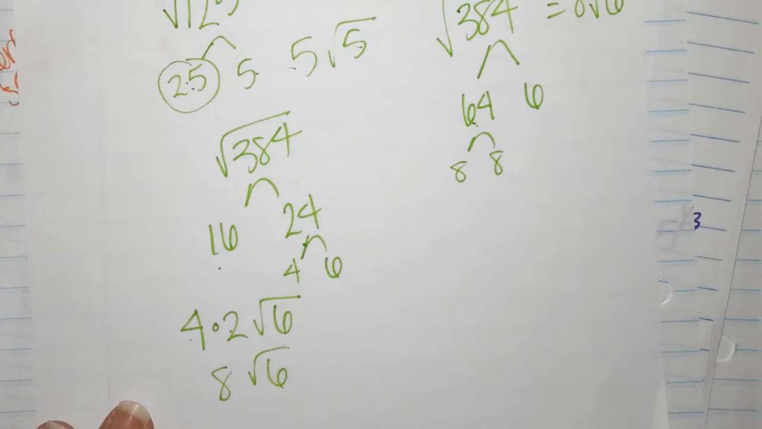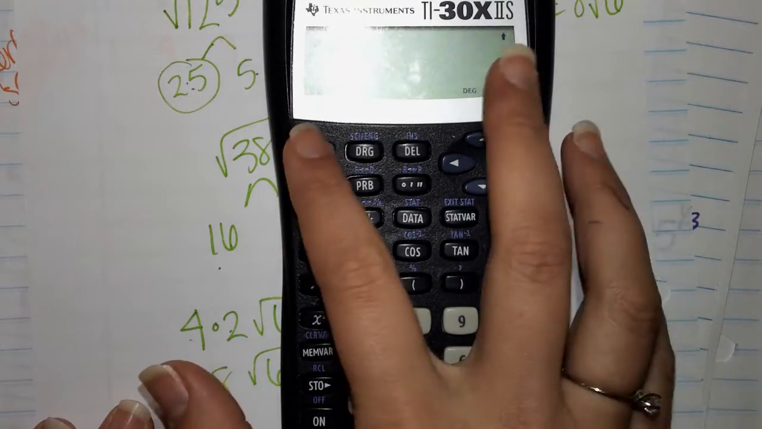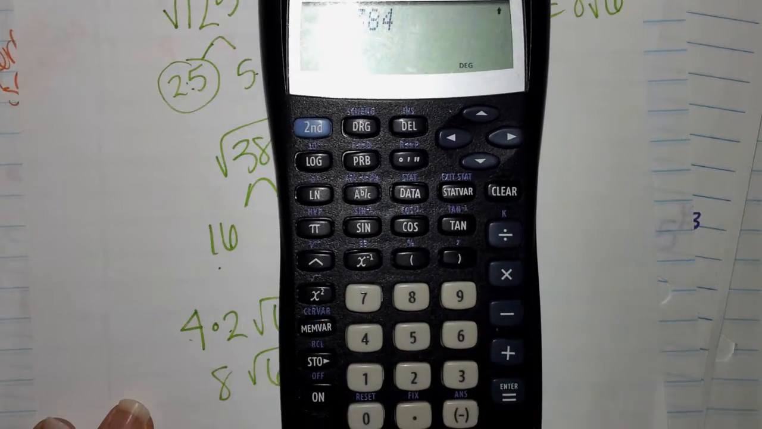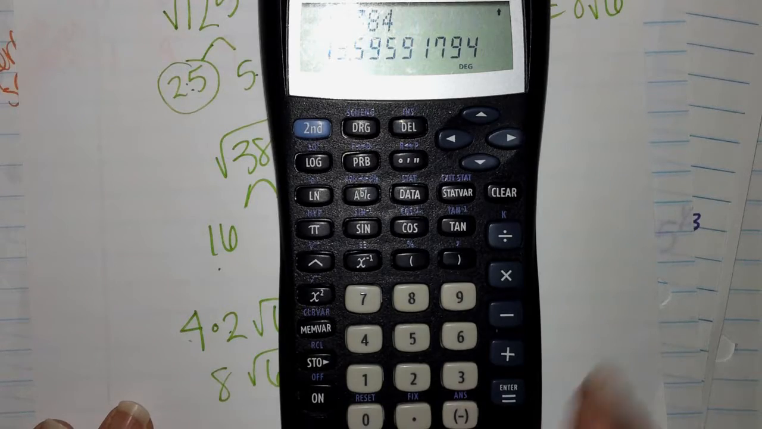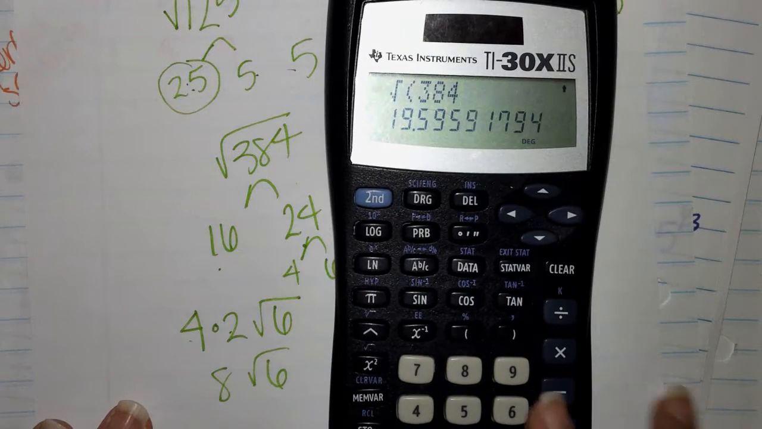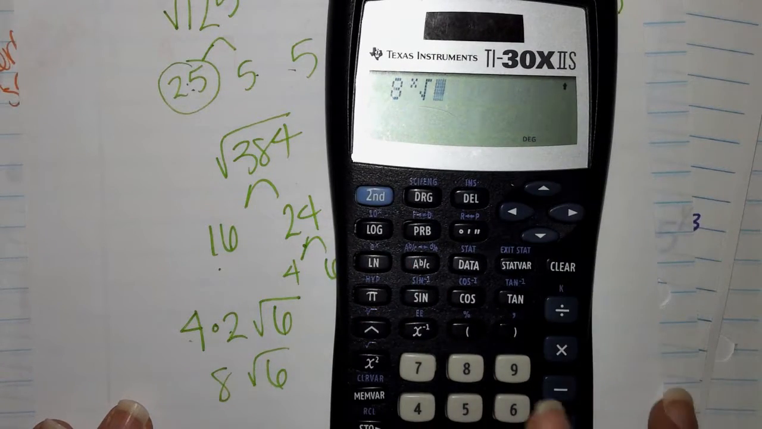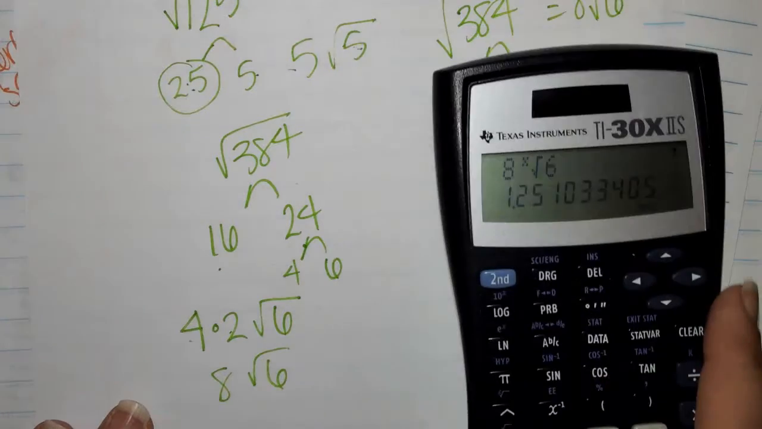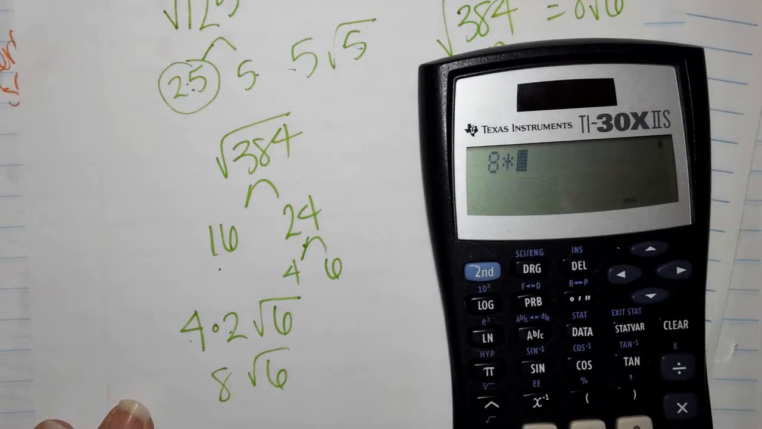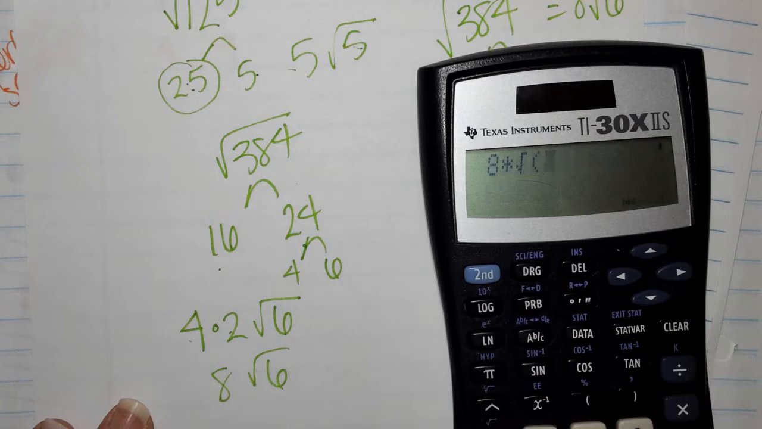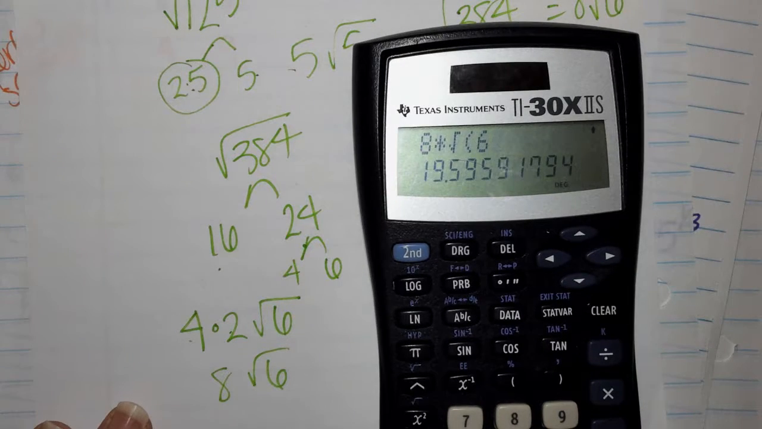Yes, but if you plug in the square root, okay. So the square root of 384 is 19 point something. So if I did 8 square root of 6, oh, Blair, you didn't do it. 8 times the square root of 6. Same thing.